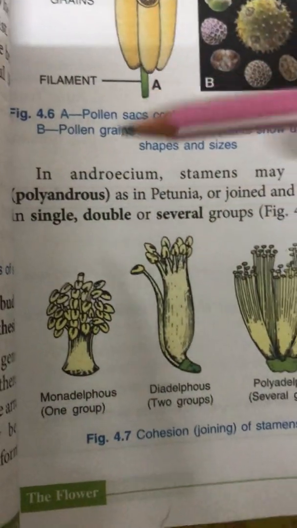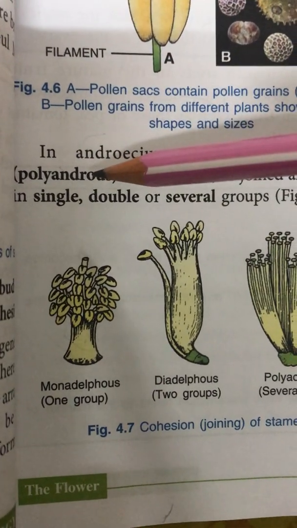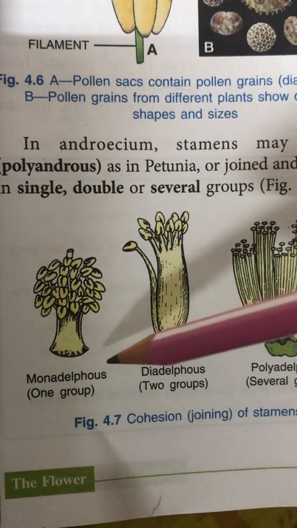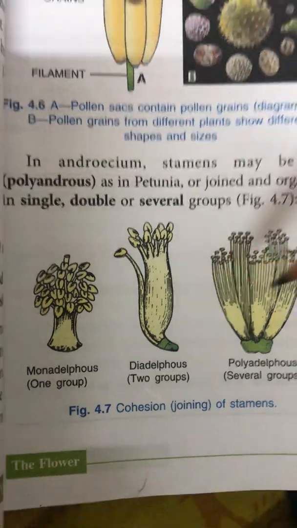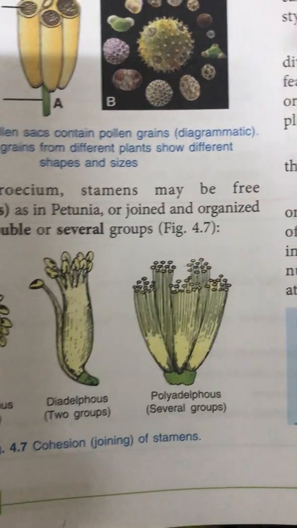So we have four terms or conditions of androecium here. Polyandrous, stamens are free. Monadelphous, stamens are fused in one bundle. Diadelphous, stamens are fused in two bundles. Polyadelphous, stamens are fused in many bundles.